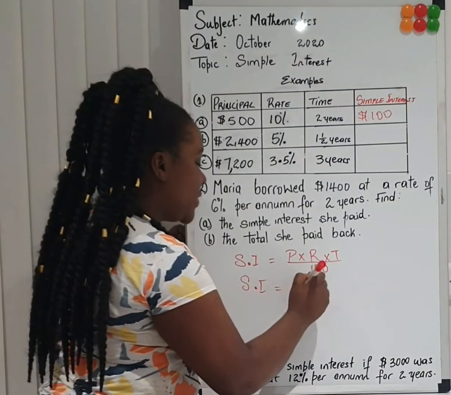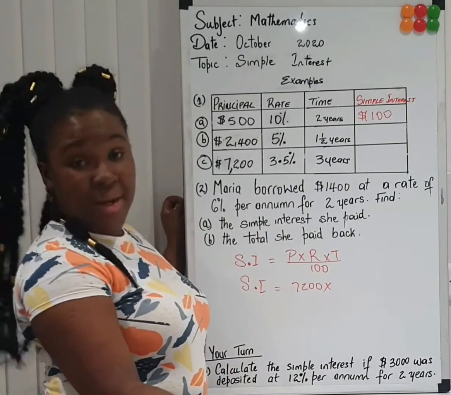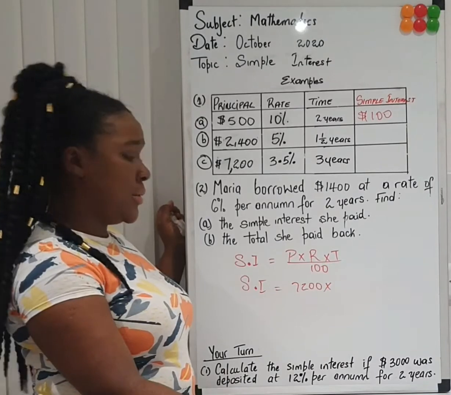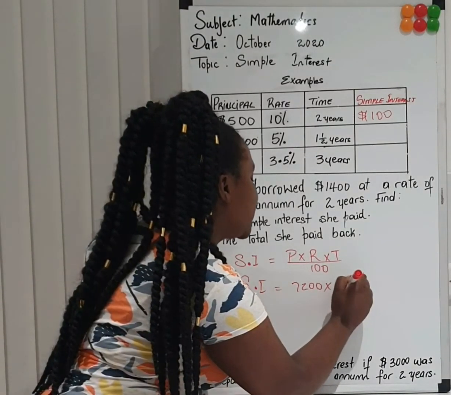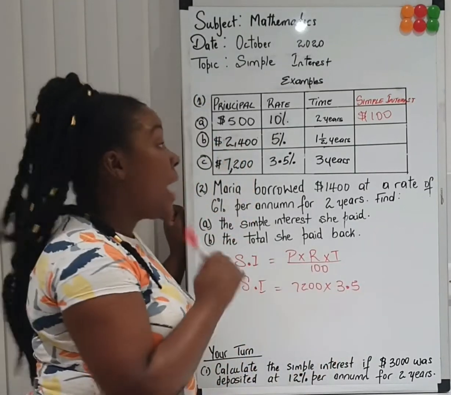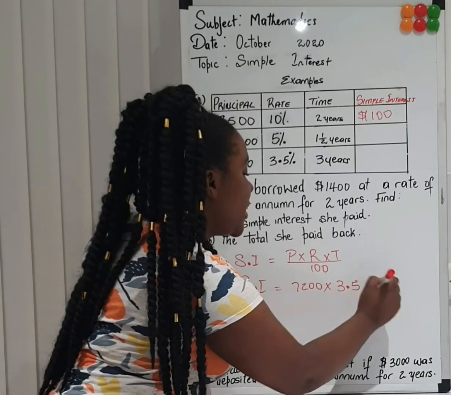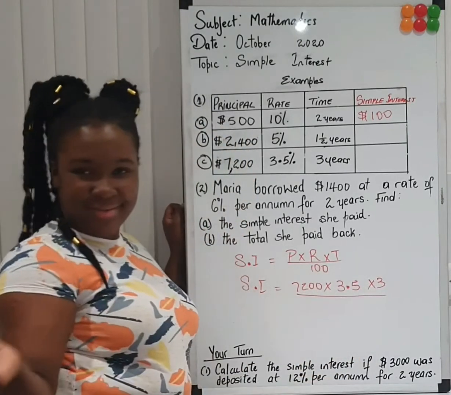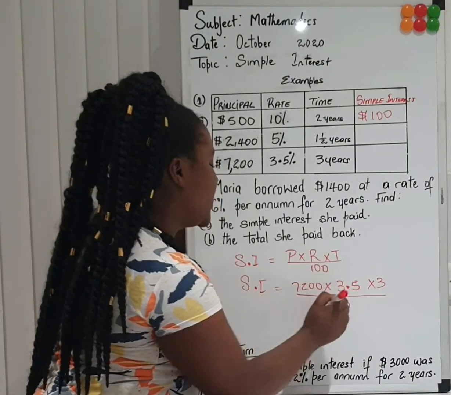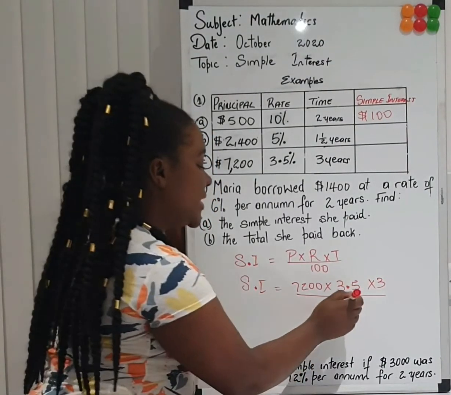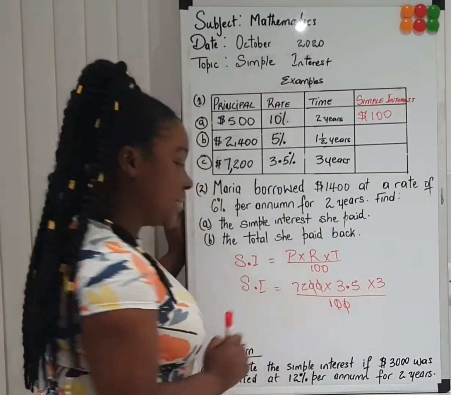So I write down my 7,200 times rate. Ooh, the rate is 3.5. What do I do? Tell you what, put that 3.5 down as it is. Good job. And then the time is 3 years. So I'm going to put times 3 all over which number? 100. Alright, and we're going to see how we can simplify. So we're going to say 0 cancel 0, 0 cancel 0.